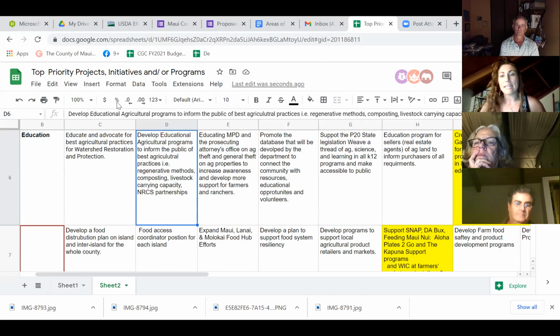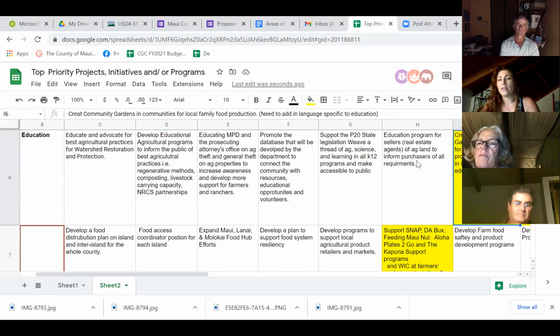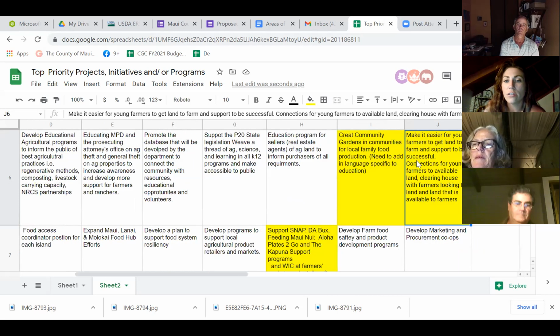Promote the database that will be developed by the department to connect the community with resources, educational opportunities, and volunteers. Support the P-20 state legislation. Weave a thread of ag, science, and learning in all K-12 programs and make it accessible to the public. Education program for sellers and real estate agents of ag land to inform purchasers of all requirements. And then create community gardens in communities for local family food production. It says need to add in language specific to education.